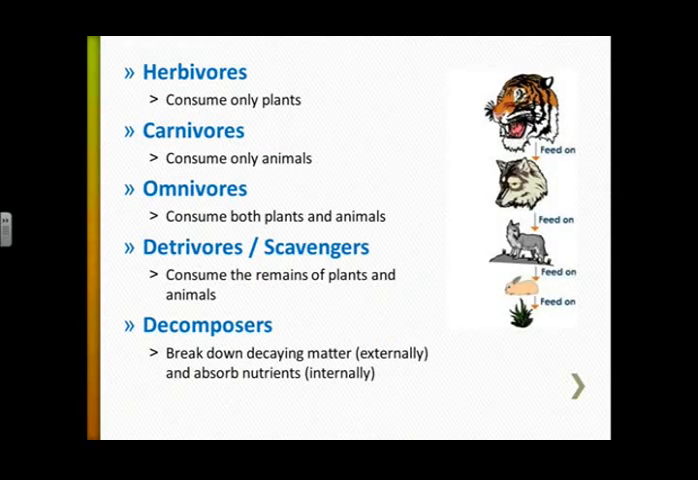Now within those consumers, we can break them down into different categories. Herbivores only consume plants. Carnivores consume only animals. Omnivores consume both plants and animals. Detritivores or scavengers, you'll see the terms used interchangeably, consume the remains of plants and animals once they've died, like vultures. And then decomposers break down decaying matter externally and absorb the nutrients internally, like fungus.